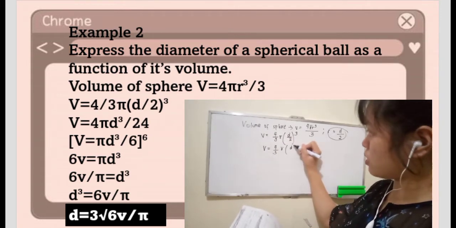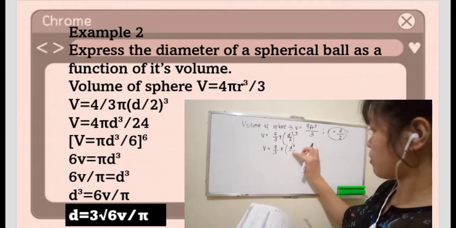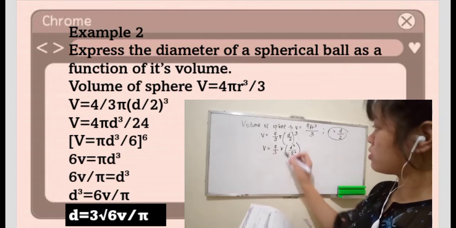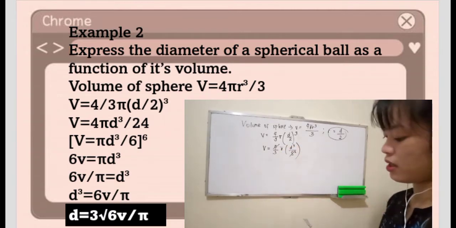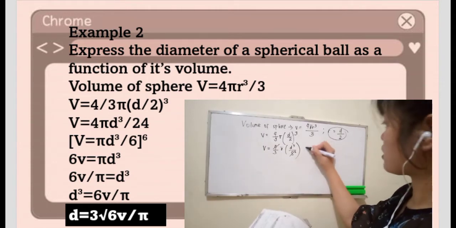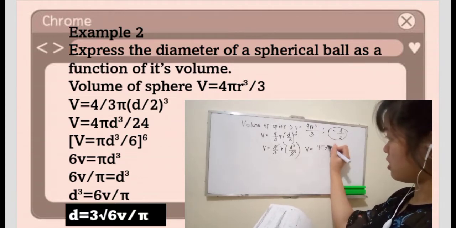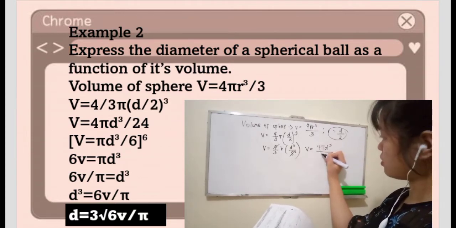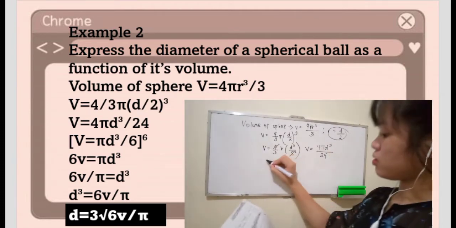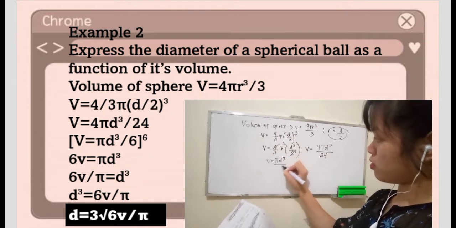Okay, d cube and 8 squared. So, pag dinivide yan, kakancel yan. So, parang ganito ang nangyari. Pwede din siya ganito, yung 4 pi d cube over 24. Pwede maging ganyan naman siya. So, V is equals to pi d cube over 6.